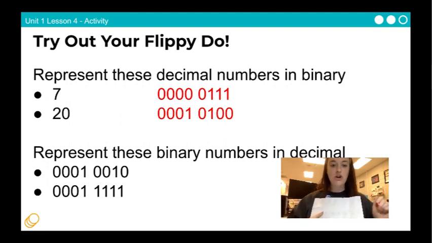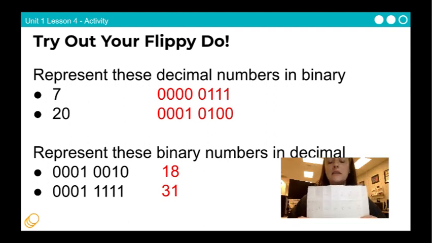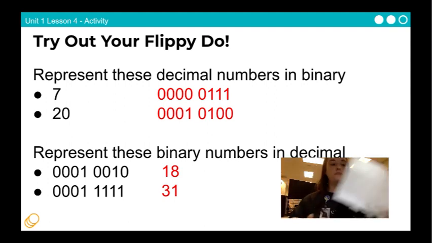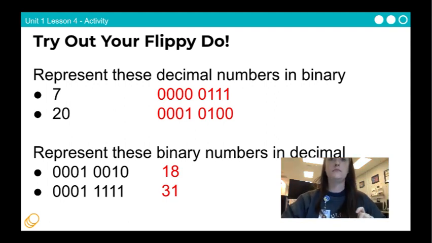Now, let's turn on the first 5 place values. Add up 16, 8, 4, 2, and 1. Because that's what we've got. We've got 5 ones. The rest are zeros. So when we add those up, we get 31. And so that is how we can use this flippy-do as kind of like a binary calculator. So if you have questions about that, please let me know.